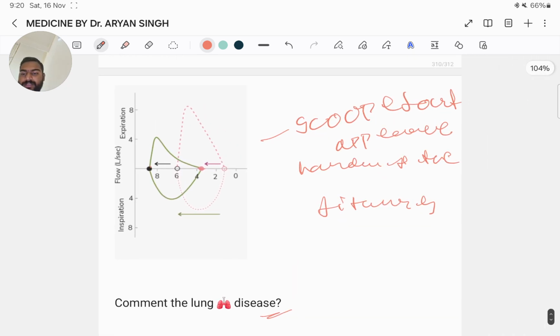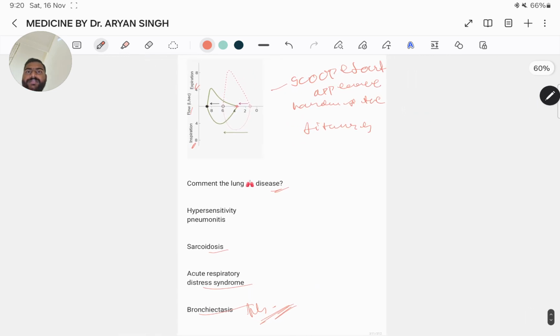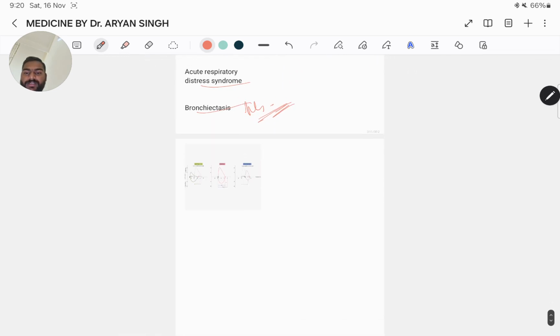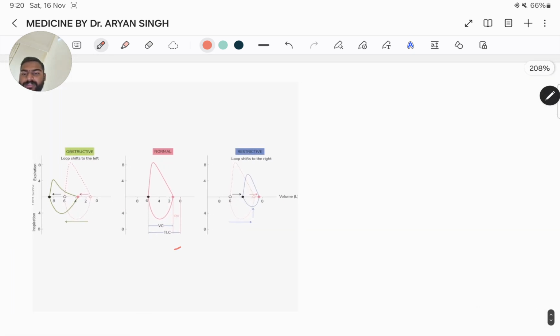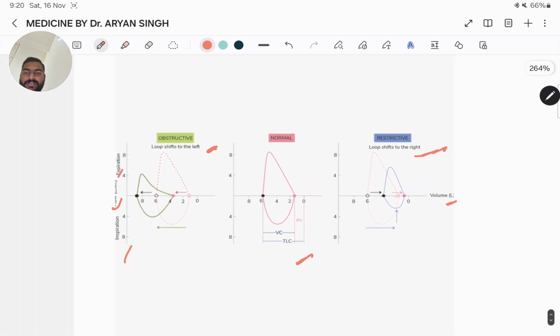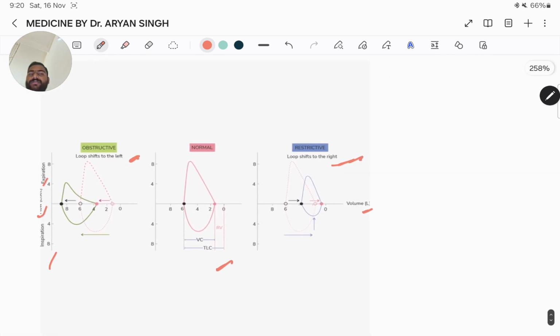This one is inspiration, expiration flow in liters per second. This one is the normal. In this loop the shift is to the right, in this loop the shift is to the left. Inspiration, flow liters per volume, and expiration. If you want, you can take a screenshot. Okay, that's all, thank you and keep revising.